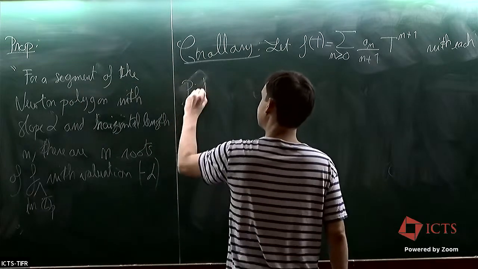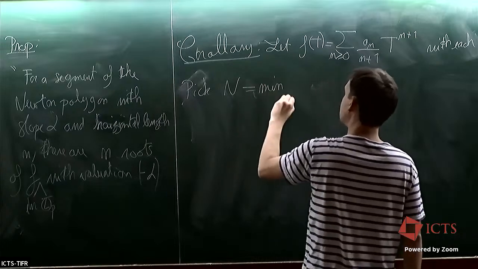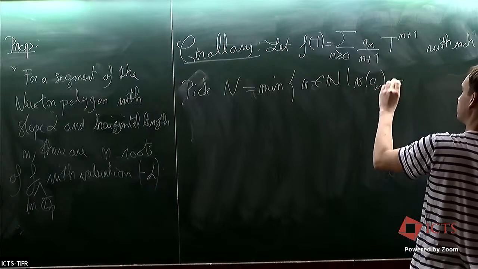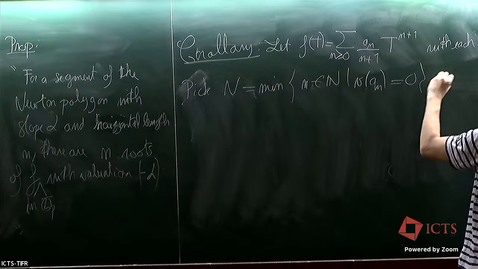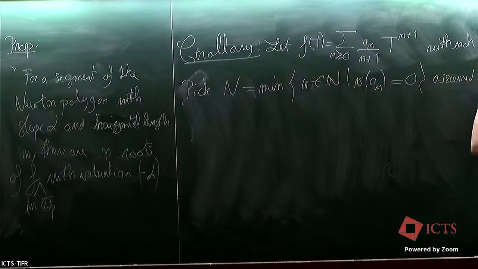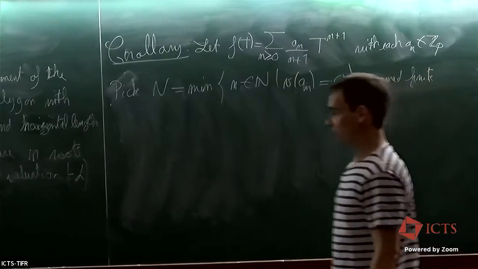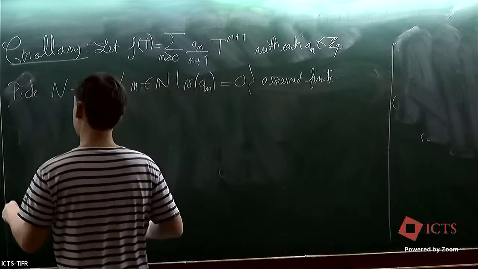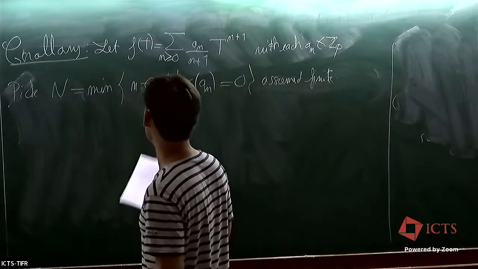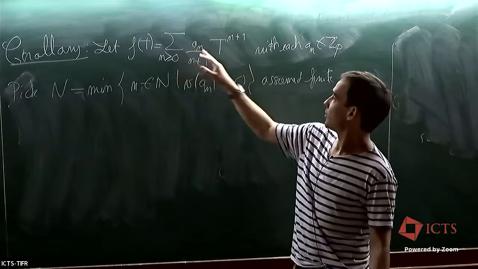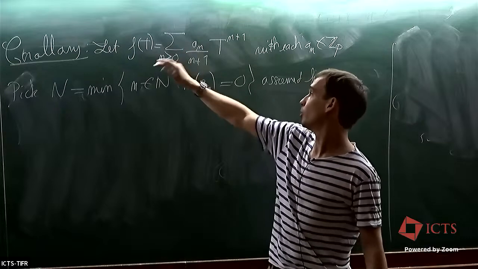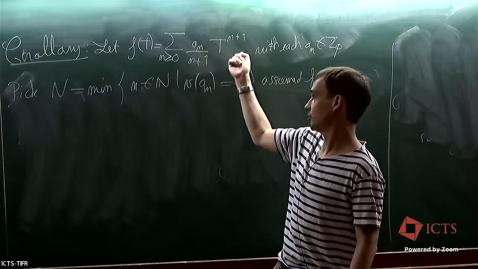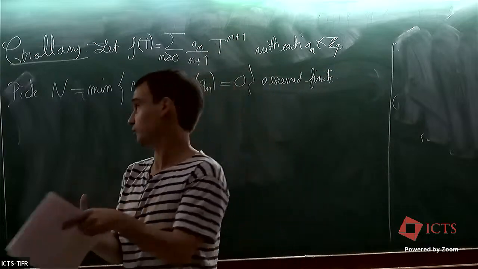Now, I consider the minimum of the set of n such that v of a_n is 0. Okay, assumed finite. So I assume one of these is not a multiple of p. All right, then I can know pretty precisely how many zeros I have in the residue disk. First off, I should say right now, with this, this converges on the open residue disk all the time. So as soon as t is a multiple of p, this converges and makes a solution.